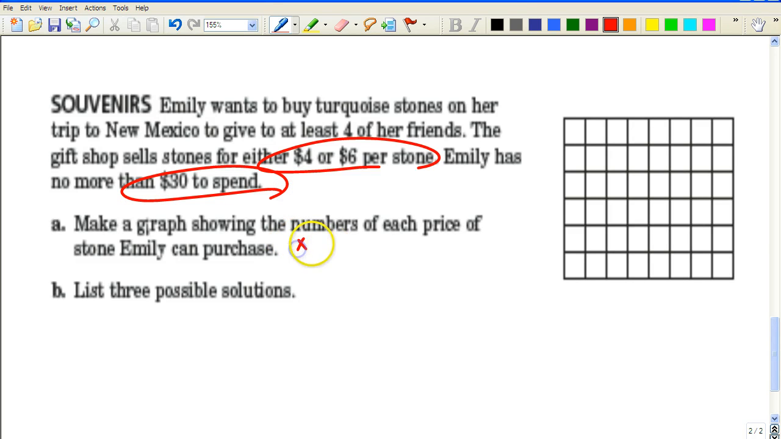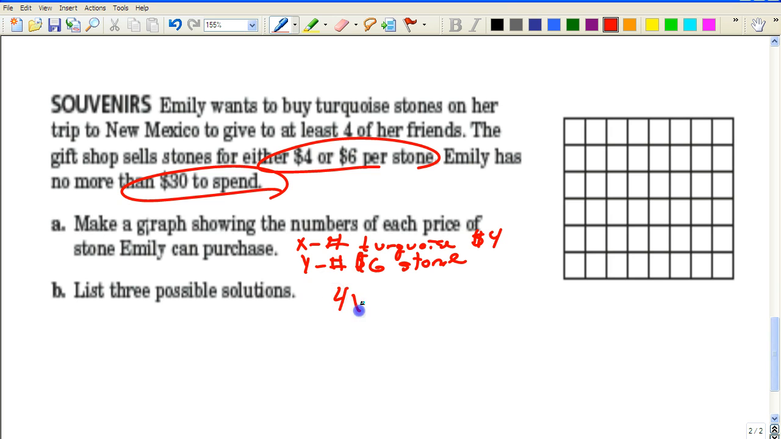So if we do x is the number of... I just said tortoise stones, didn't I? I said that when we did it first. Turquoise stones. X is the number of $4 turquoise stones, and then y is the number of $6 stones.